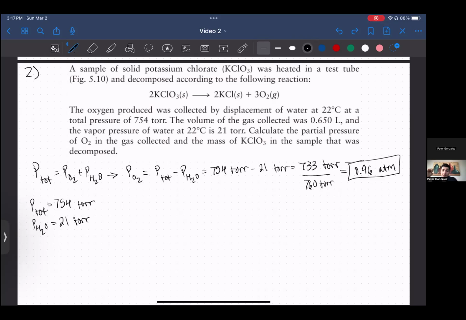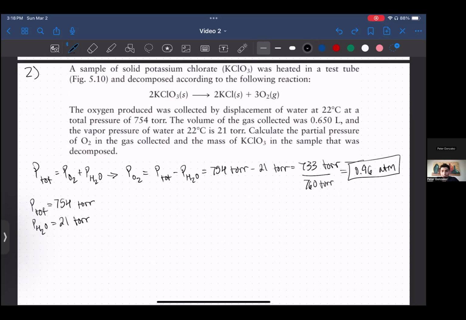The reason that matters is if I knew how many moles of oxygen I make, I can figure out the amount of moles of the potassium chlorate that had to have been consumed to get that much oxygen produced, assuming it was a fully efficient reaction. We can assume that because it doesn't tell me anything about percent yield or the efficiency. So because that wasn't mentioned, I can assume it was a fully perfect system and not worry about that.